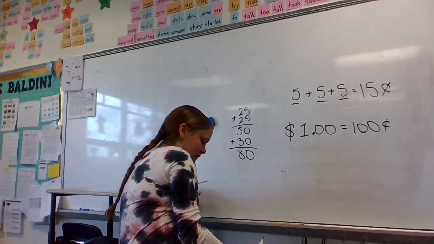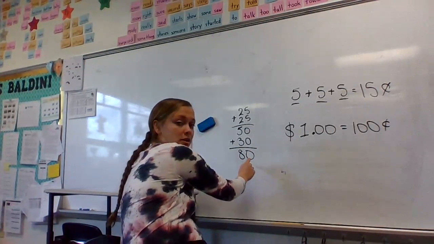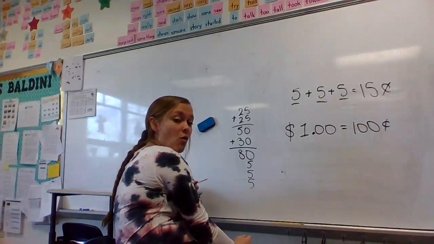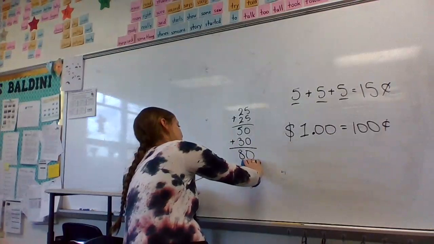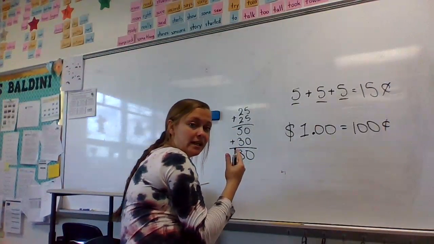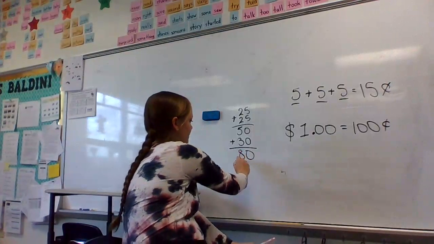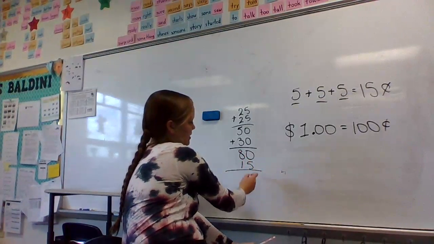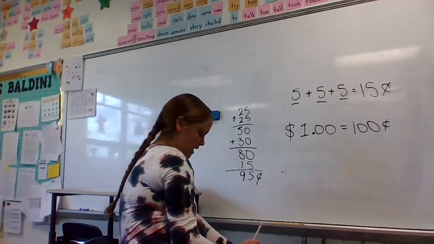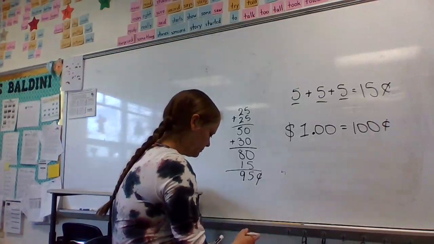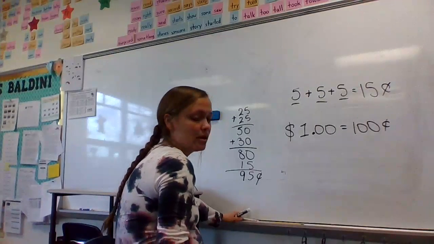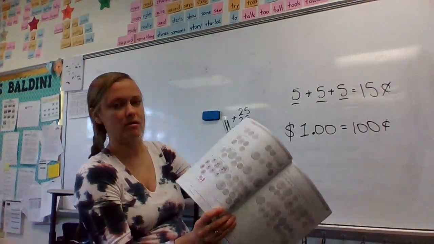And then we have 3 nickels. Now again, you can write 5 plus 5 plus 5 and add it up. Or if you know, counting by 5, what 5 plus 5 plus 5 is, that is 5, 10, 15. So let's add 15. 0 plus 5 is 5. 8 plus 1 is 9. So for 14, you get 95 cents. So that one did not add up past $1, which is okay.